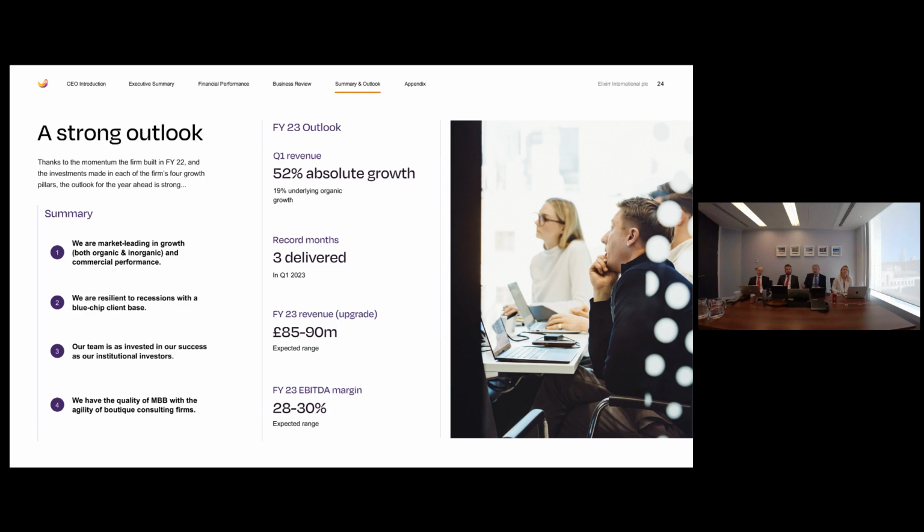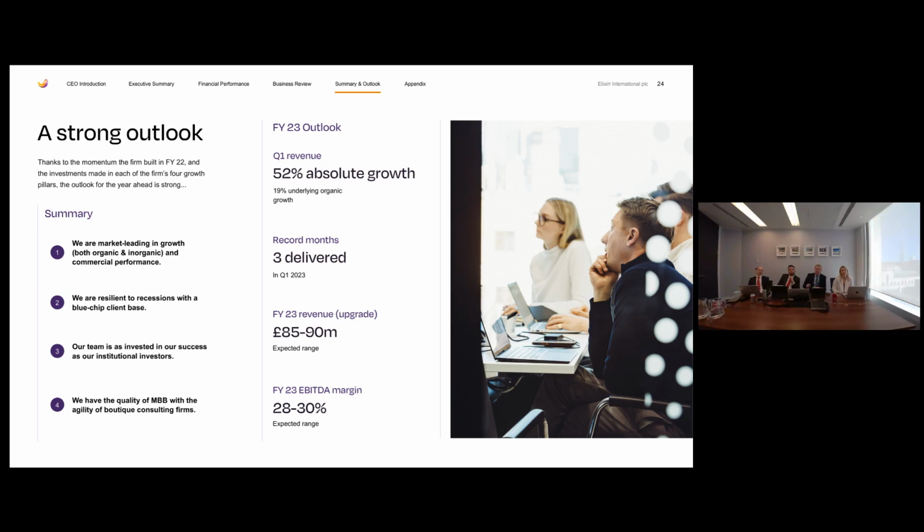And as I think Graham mentioned, we've done three record revenue months at the start of this year. So each month was a record, and that means Q1 was a record. And we see that momentum continuing. We've done 52% absolute growth in the first quarter, 19% underlying organic. So we're very bullish about what's in our pipeline and what's coming down the line.